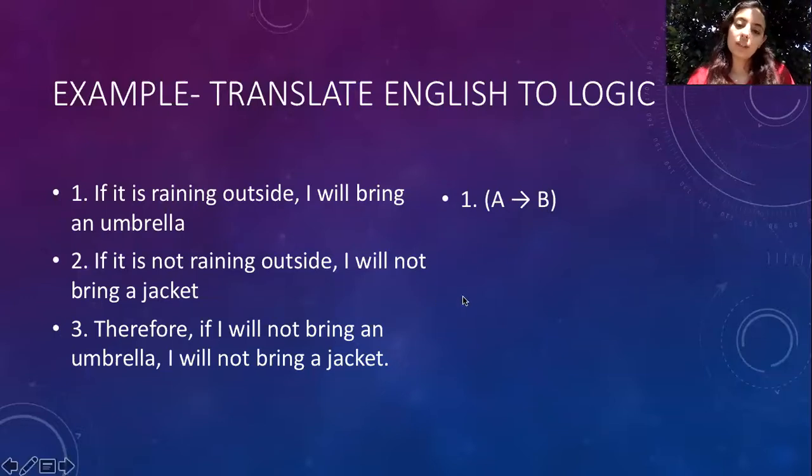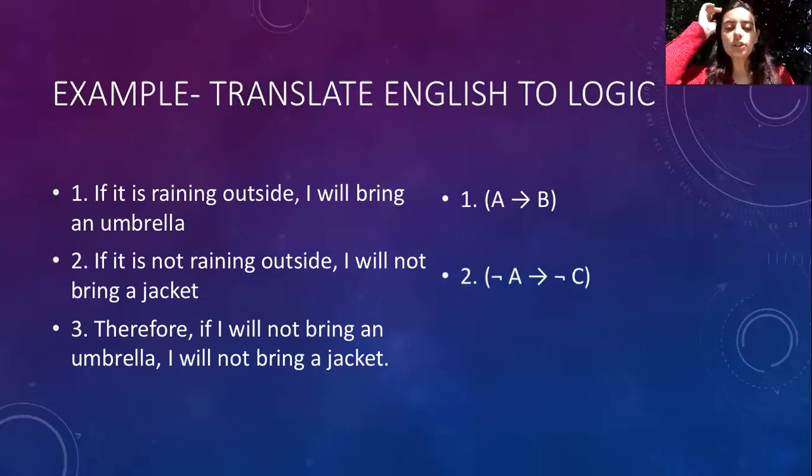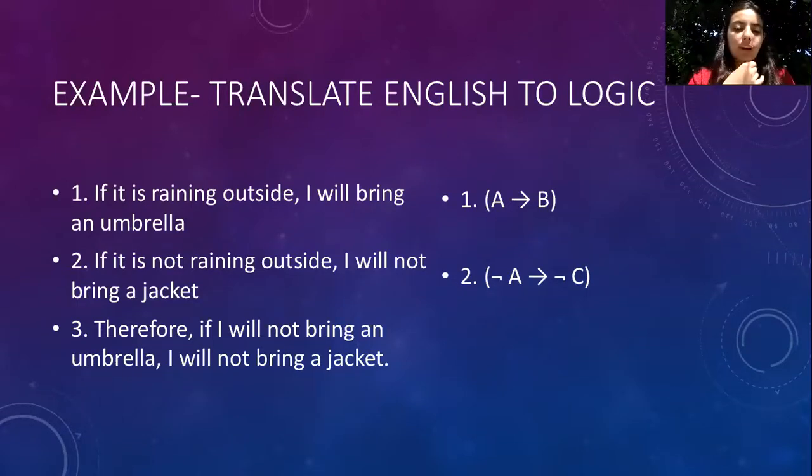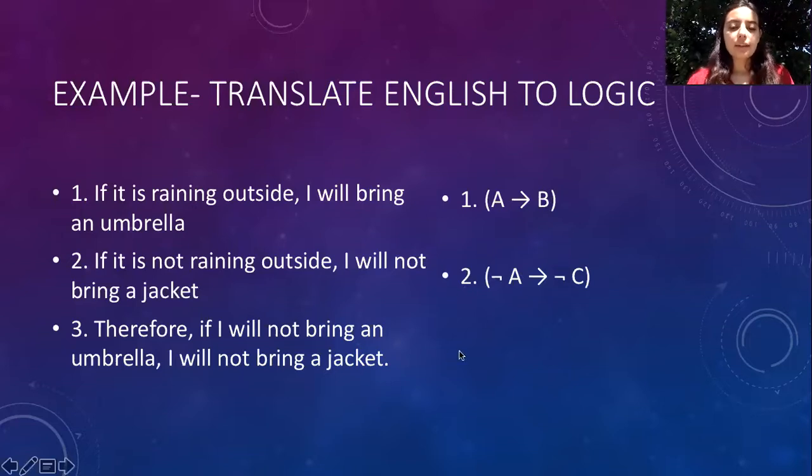Not raining outside. And then you see that if, so you're going to connect it with a conditional, and you will not bring a jacket, so not. And then you haven't seen jacket before, so you can put a new letter in there, so not C. So not A, conditional, not C. Pretty straightforward. Then therefore, if I will not bring an umbrella, I will not bring a jacket. If you won't bring an umbrella, which is actually B, so not B, conditional, you will not bring a jacket, and jacket is C, so not C. So not B, conditional, not C.